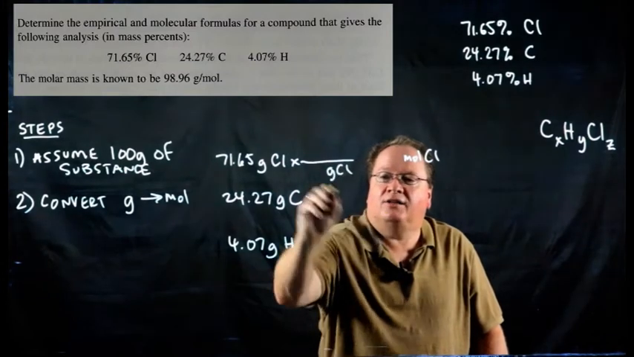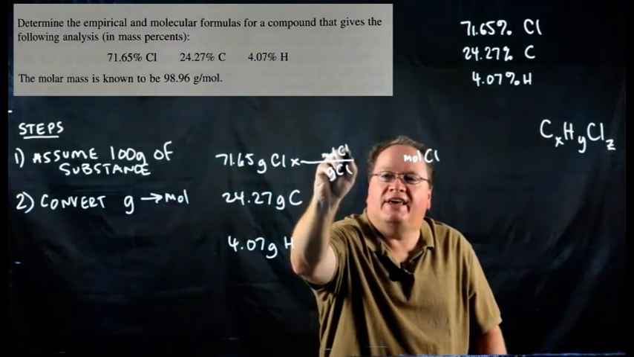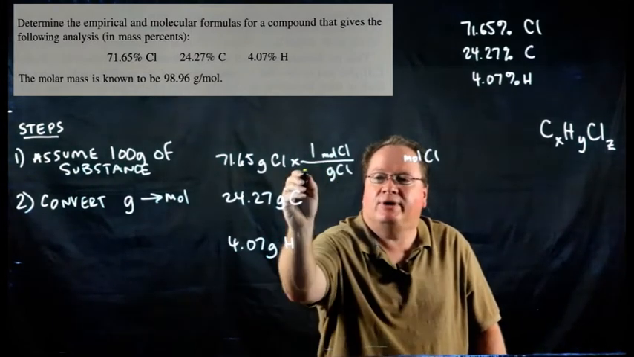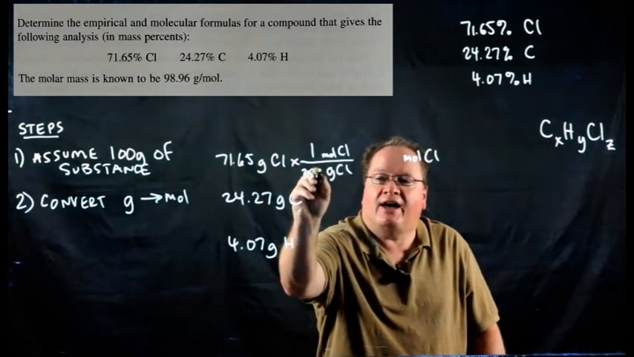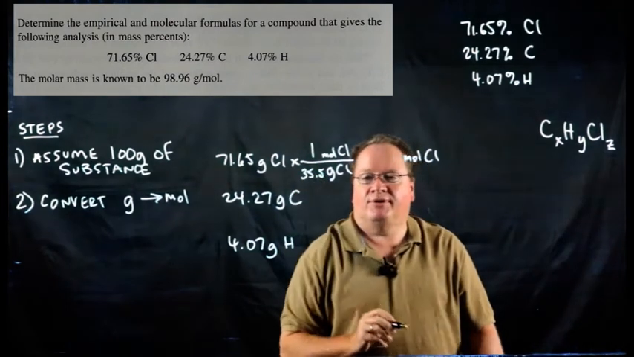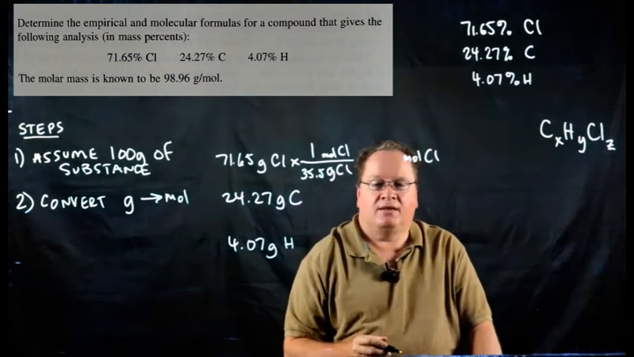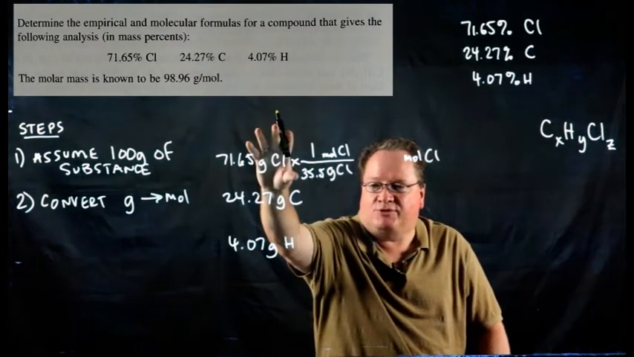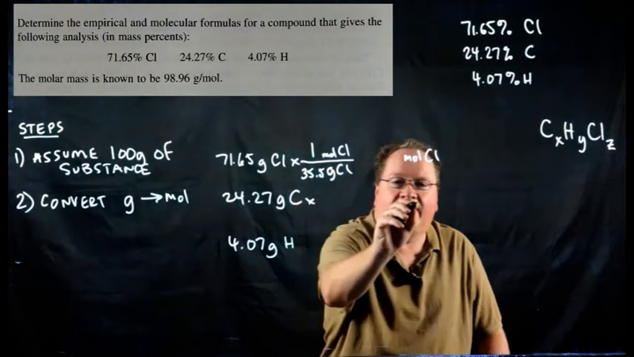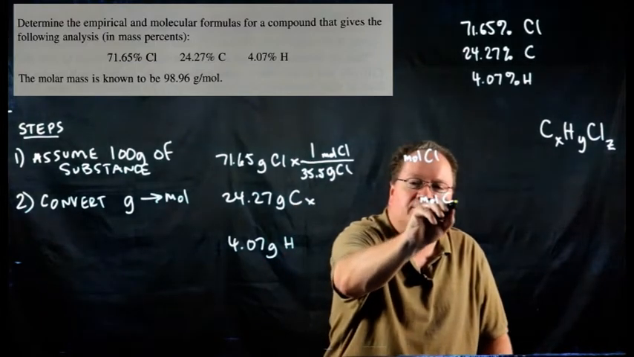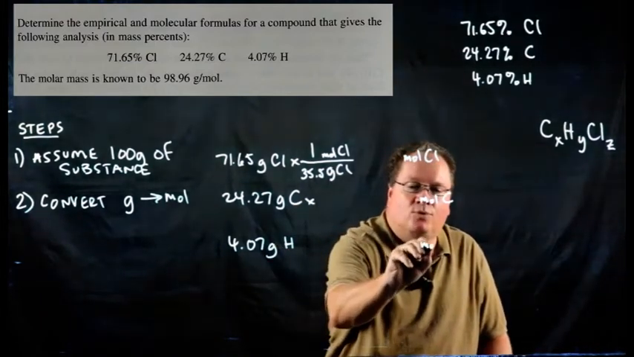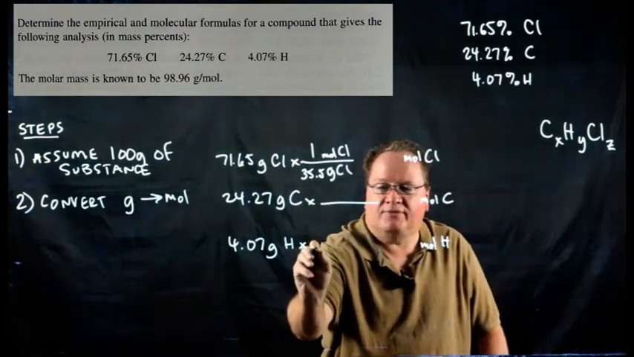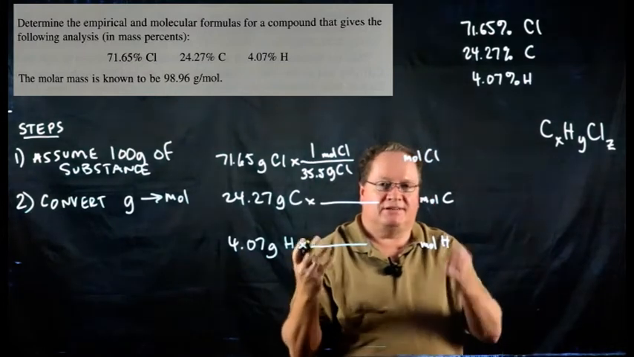Grams Cl, moles Cl. For every 1 mole of chlorine from the periodic table, we know that's 35.5 grams of chlorine. I don't know why I do this, but I always do this step at the same time for all of them. So I know I'm going to need moles of carbon. I know I'm going to need moles of hydrogen. I guess I'm just kind of in the mode to convert when I'm doing this, and so that's the way that it goes.